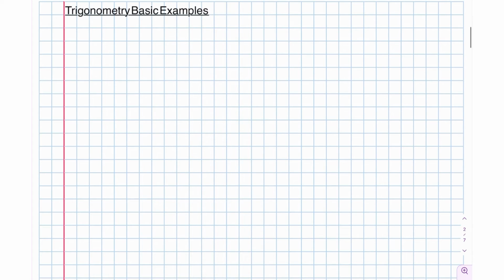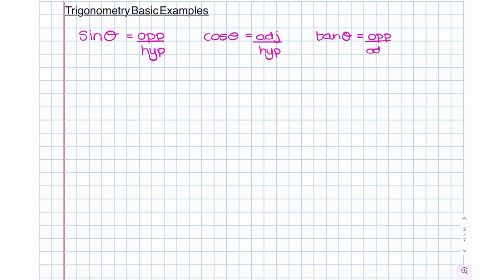So the three main ones that we deal with are sine, and then we normally use the angle theta, and that's going to be the opposite side of the triangle, depending on where theta is, over the hypotenuse. Then we have cos of theta, the adjacent side over the hypotenuse, and tan theta will always be the opposite side over the adjacent side. Now these three trig ratios can be used in a right angle triangle.